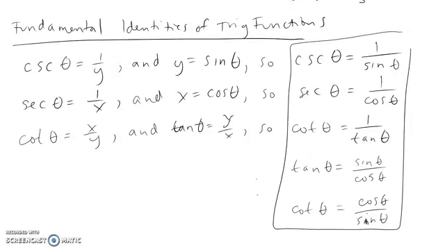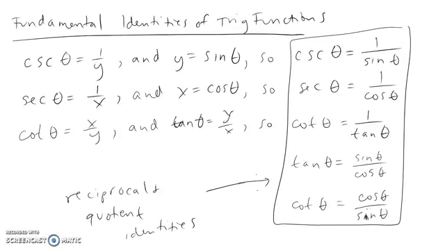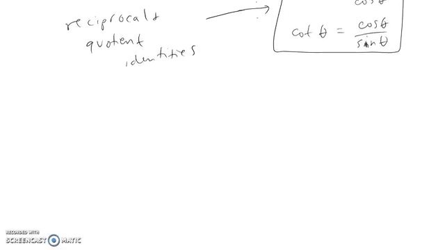Alright, so in total, these are the reciprocal and quotient identities. Don't worry so much about the names of the identities. You just have to memorize the actual identities. Okay, let's find some more identities.